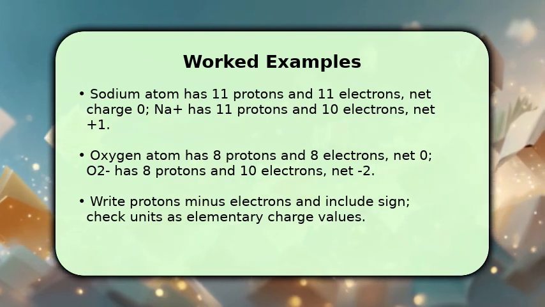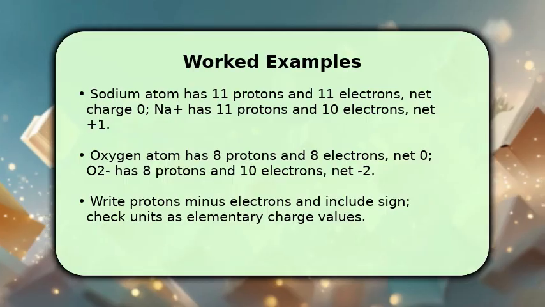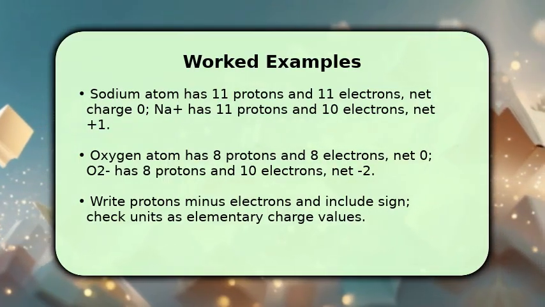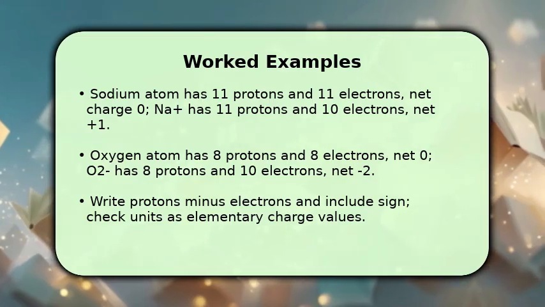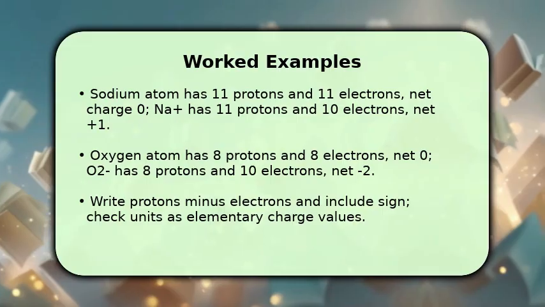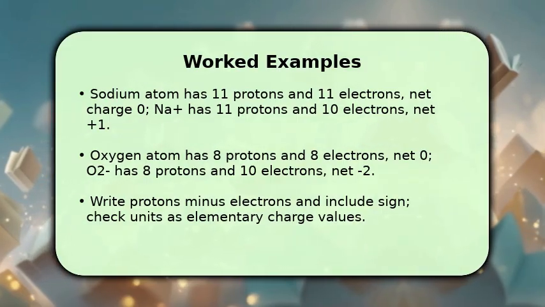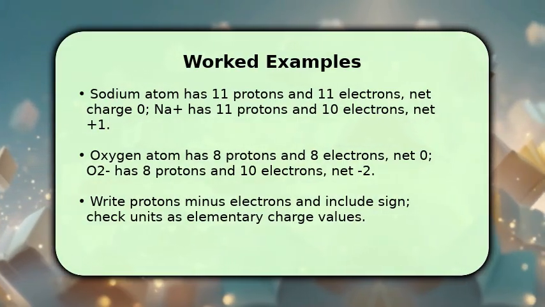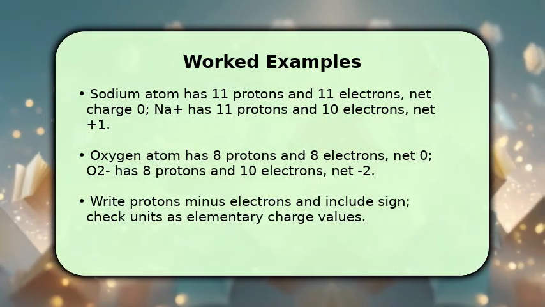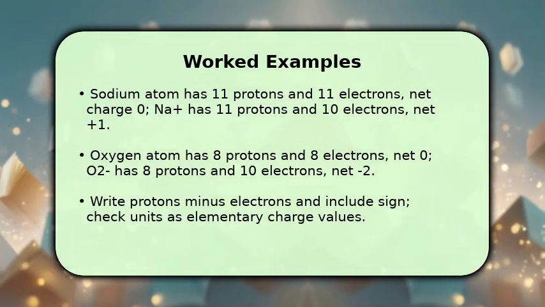A neutral sodium atom has 11 protons and 11 electrons, so net charge is 0. If it becomes Na+, it has 10 electrons, so net charge is +1 by subtraction. Oxygen neutral has 8 and 8, so net 0. O2- indicates 10 electrons, so net charge equals -2. Always write protons minus electrons and include the sign.